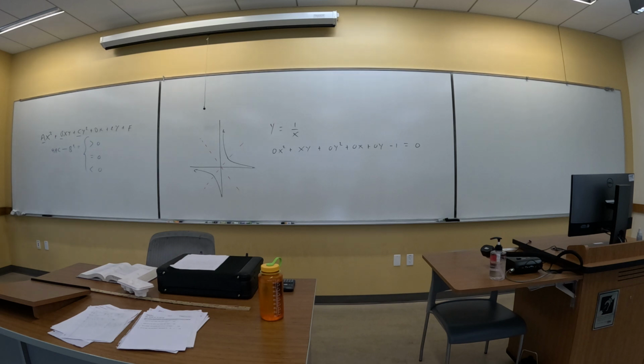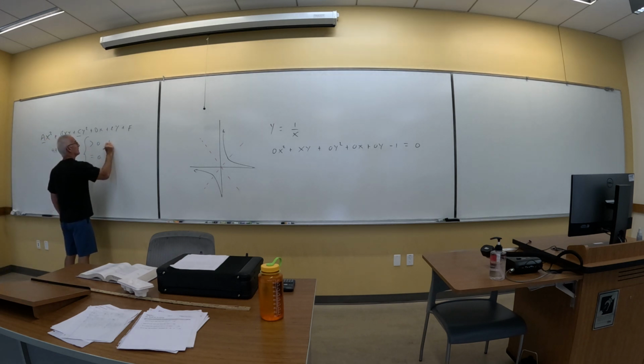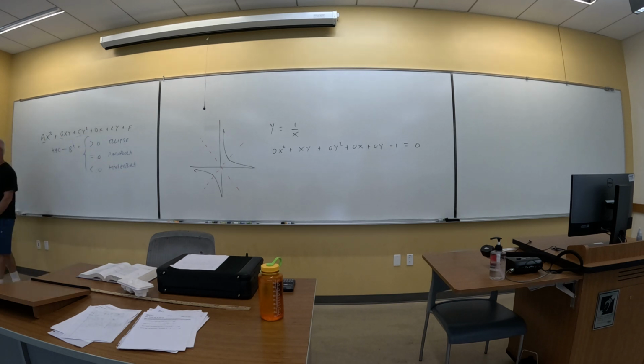If it's greater than 0, you have an ellipse. If it equals 0, you have a parabola. If it's less than 0, you have a hyperbola. This is the easiest part of any problem you'll run into.